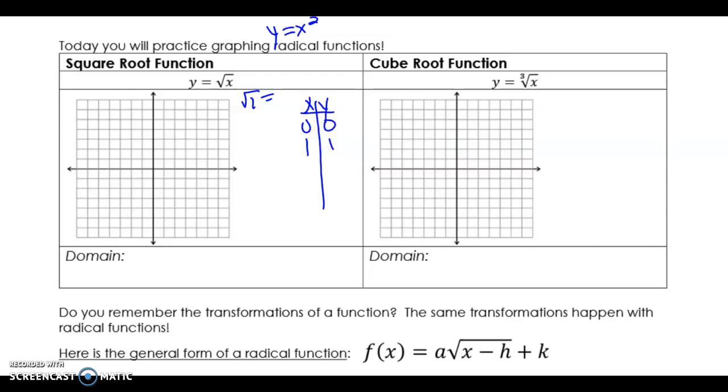Next number we might want to plug in is maybe a 4. You could plug in 2 and 3, but they're not going to give you nice numbers. So if I plug in 4, square root of 4 is 2. And then 9, square root of 9 would be 3. So let's go ahead and plot these points. So we have 0, 0. We have 1, 1, 4, 2.